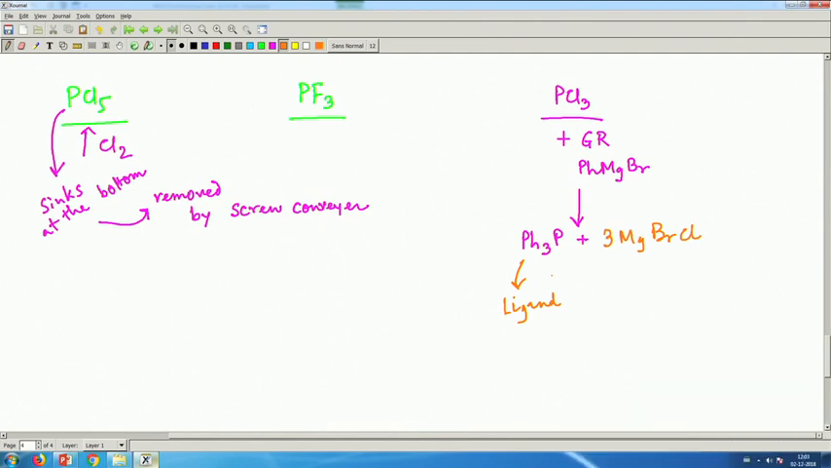Because this is a ligand, we can get the corresponding metal ion complex from it. All these things, along with making PCl5 and PF3, we will consider in the next class, looking at which will be useful ligands, because we intend to make some useful catalysts based on these phosphorus-based ligands.